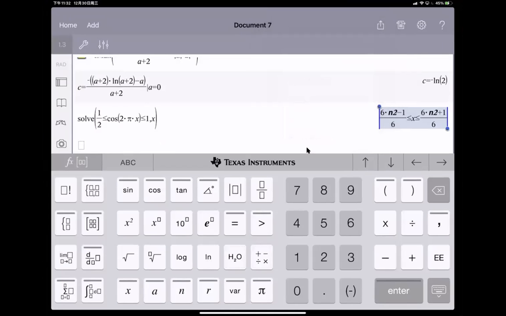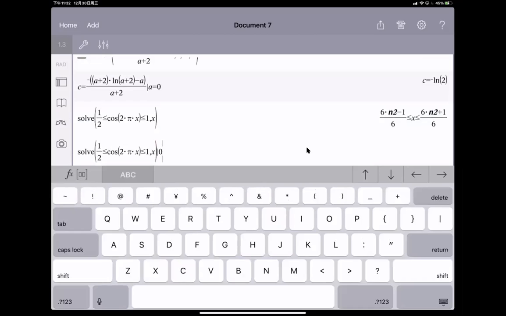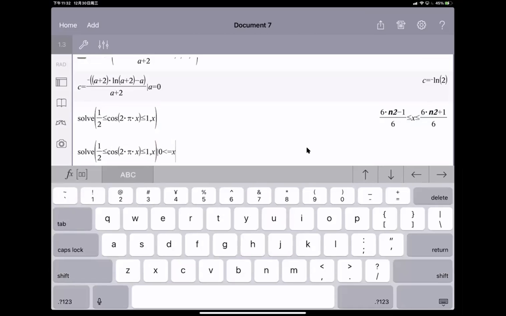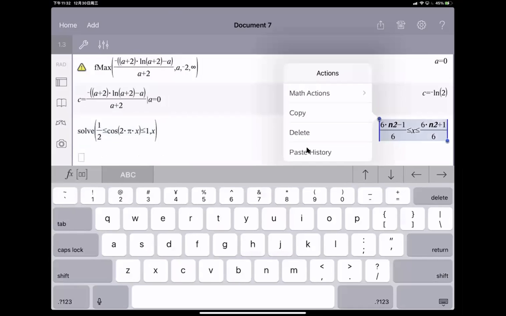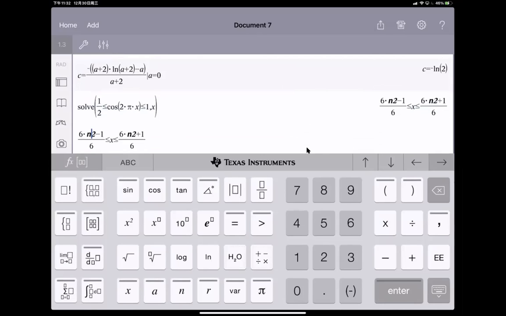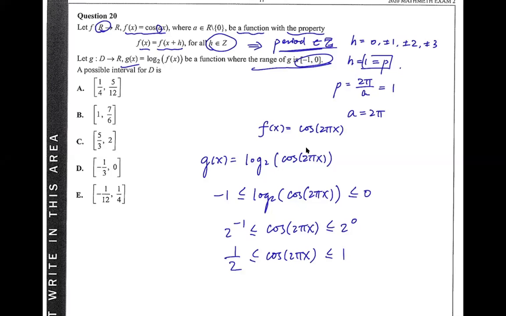If you restrict that solve with an appropriate domain, let's say 0 smaller than or equal to x smaller than or equal to 2, even more ugly. Okay, let's try some simple numbers. Let's try 1. Okay, 5 over 6 smaller than or equal to x smaller than or equal to 7 over 6. So I think the closest answer should be B.